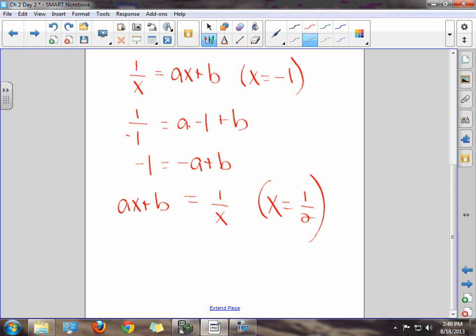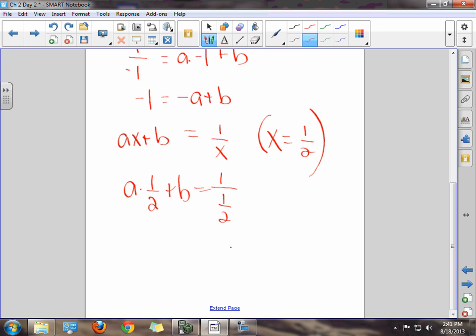So now I'm going to plug in. So this is going to be a times 1/2 plus b is equal to 1 over 1/2. So then I end up with, when I simplify, 1/2 a plus b is equal to 2. So now I have two equations and two variables. I think what I did is I set up a system of equations and I eliminated.